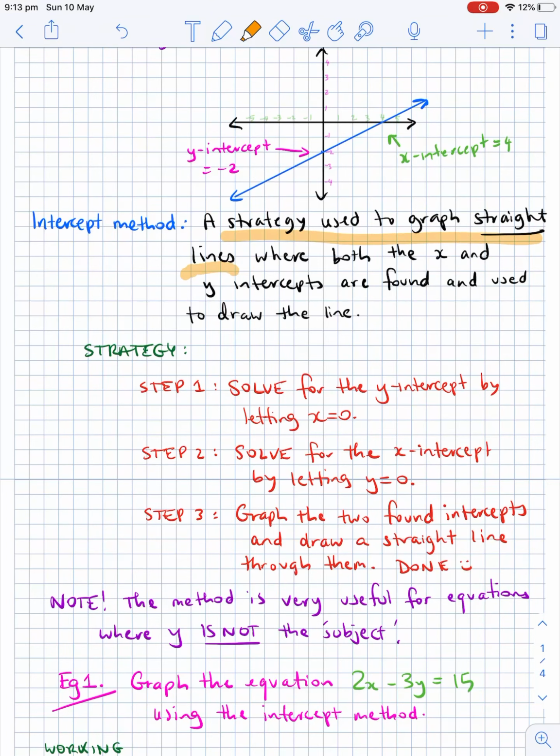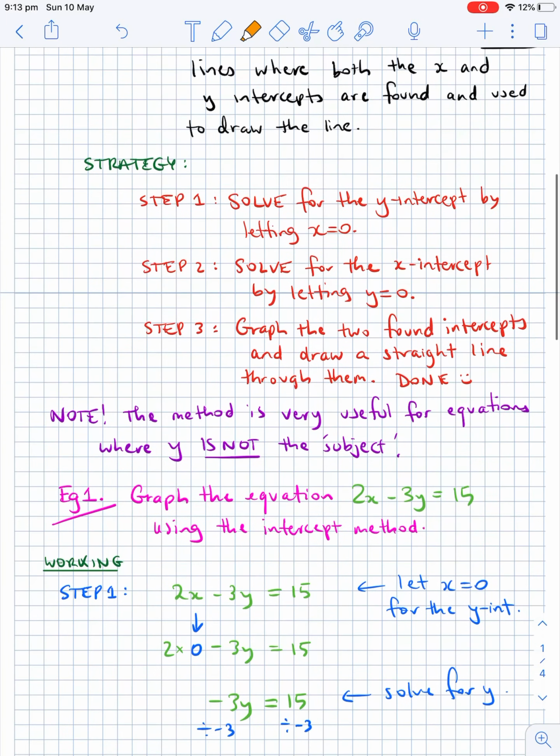Okay, so the intercept method, which we're going to be practicing today, is a strategy that's used to graph straight lines where both the x and y intercepts are found and used to draw the line. So it's all relying on finding intercepts to draw these lines.